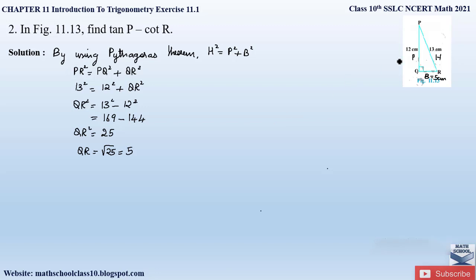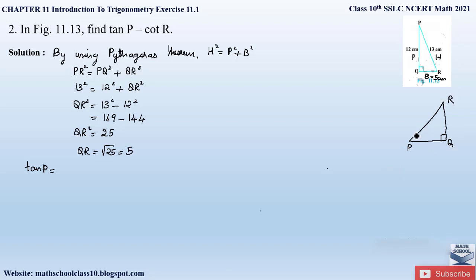Now we know all the three sides of this triangle PQR. Now let us find out tan P minus cot R value. Let us first find tan P value. To find out the tan P value, we have to make the angle P the acute angle. The most important thing is the acute angle always should be at the base. So let us redraw this triangle and bring this angle P to the base. So this is a right angle triangle which is right angled at Q. This Q value will be fixed. Now let us bring this P to the base. So P, Q and R.